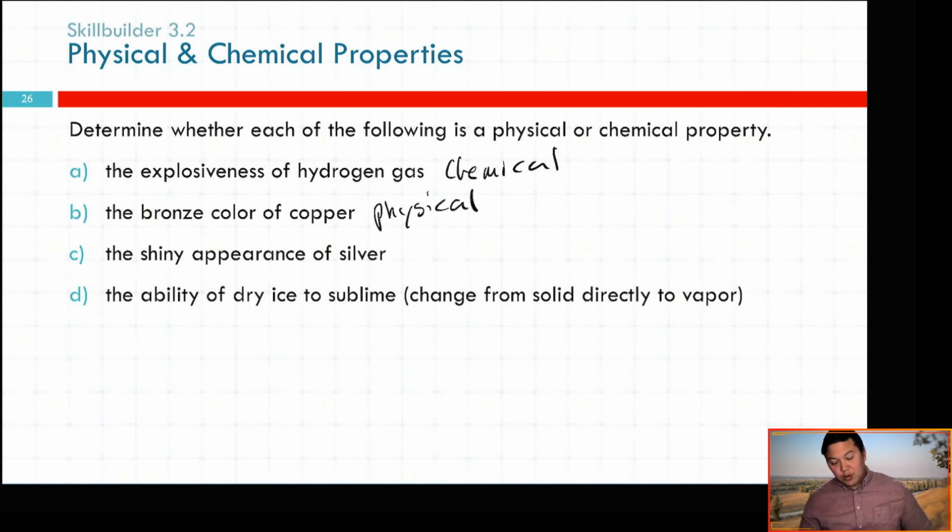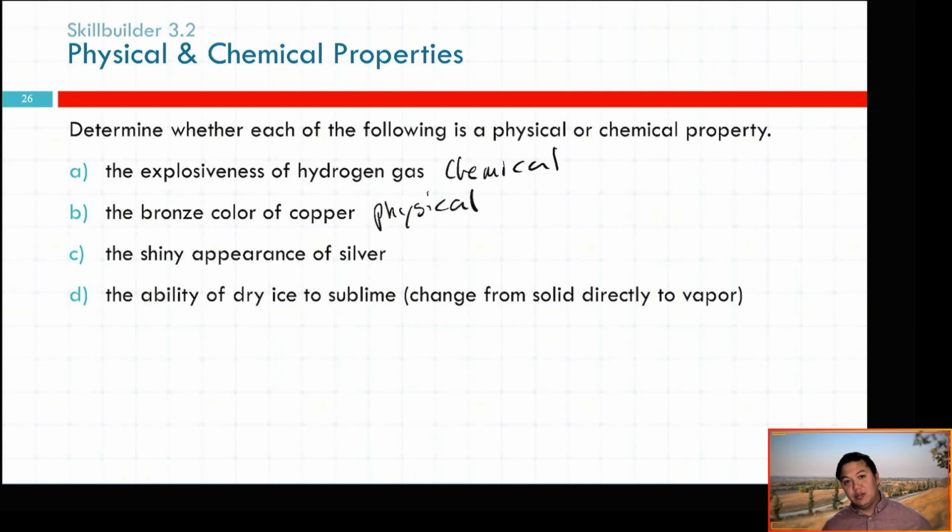Let's say, though, you leave copper out, just like iron. If you get it wet and leave it out in the elements, it changes color, right? It goes from a bronze copper color to a green color. Is that a chemical property or a physical property? That would be a chemical property.